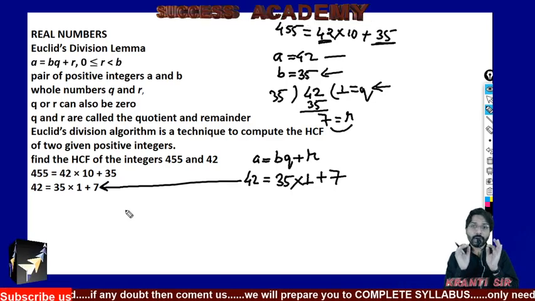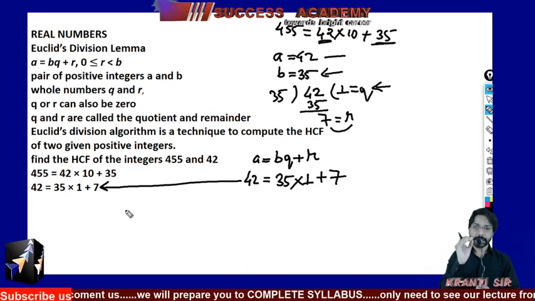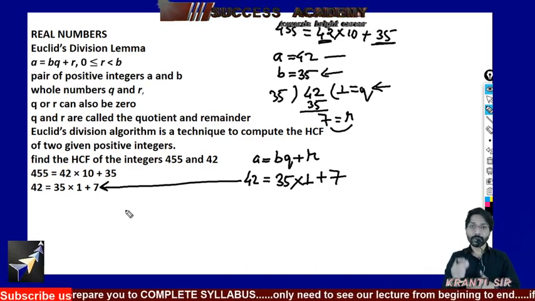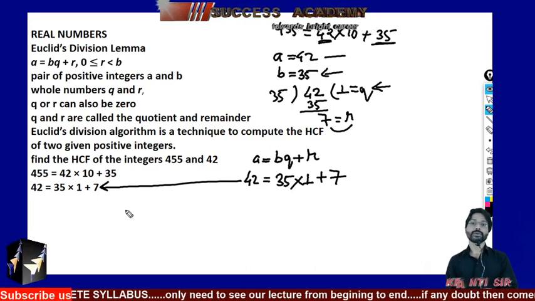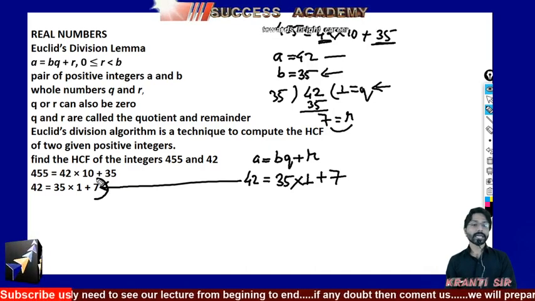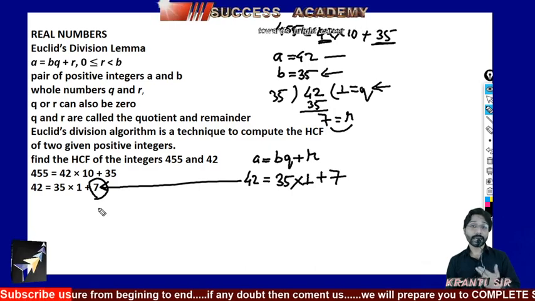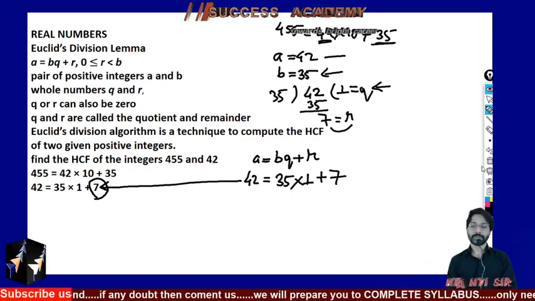Now again, you have to check whether you are getting your remainder as 0 or not. If you are not getting remainder as 0, you have to do the division process again. So see here, you are getting the remainder as 7. It means it is not equal to 0. You have to repeat the method again. So let's do it.